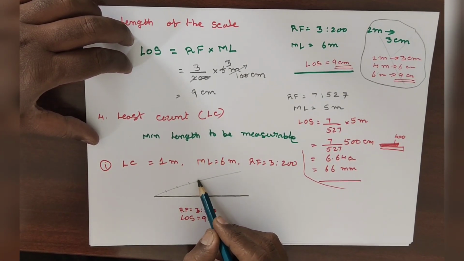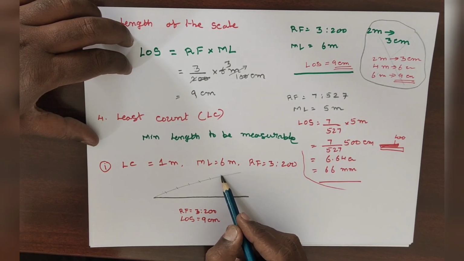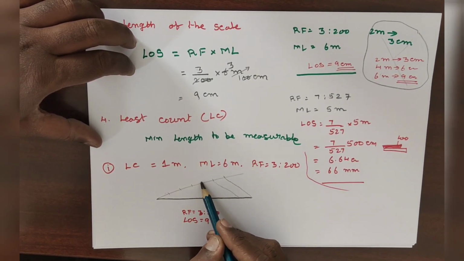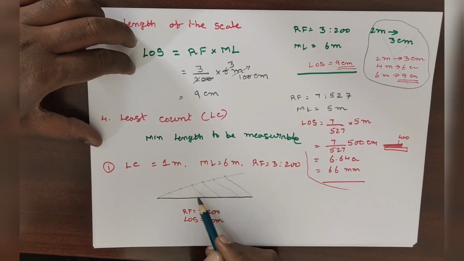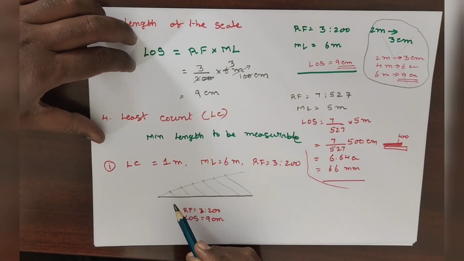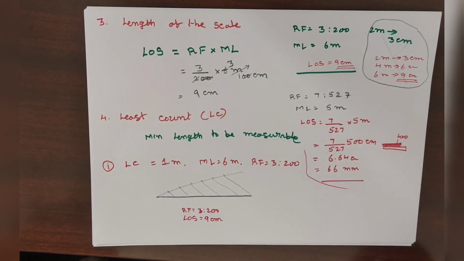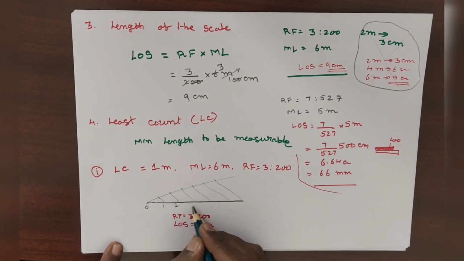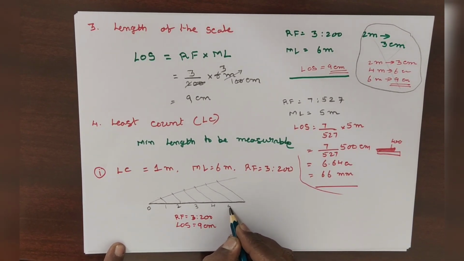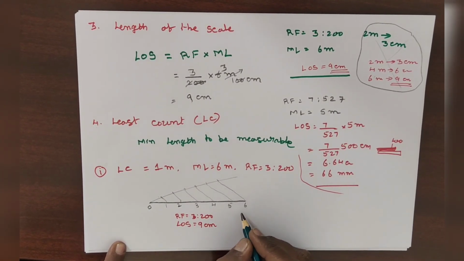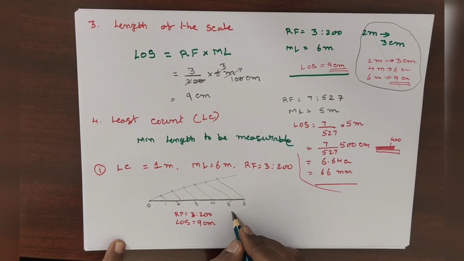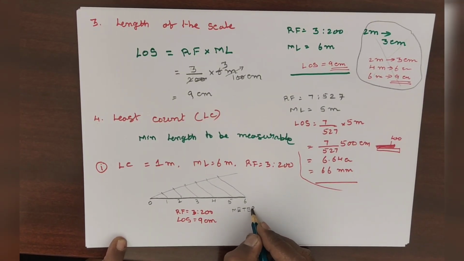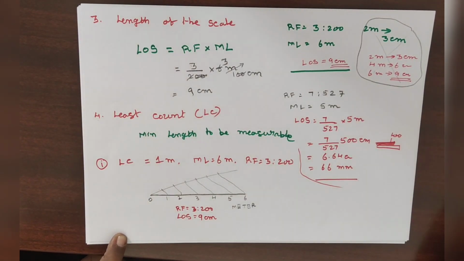1, 2, 3, 4, 5, 6. Join the end part with the other end of the line. Then draw the parallel lines to it. Then what will happen? This is 0, 1, 2, 3, 4, 5, 6. So all these are in which units? Meters. So we have to write meter. So this is the way how to get the scale.